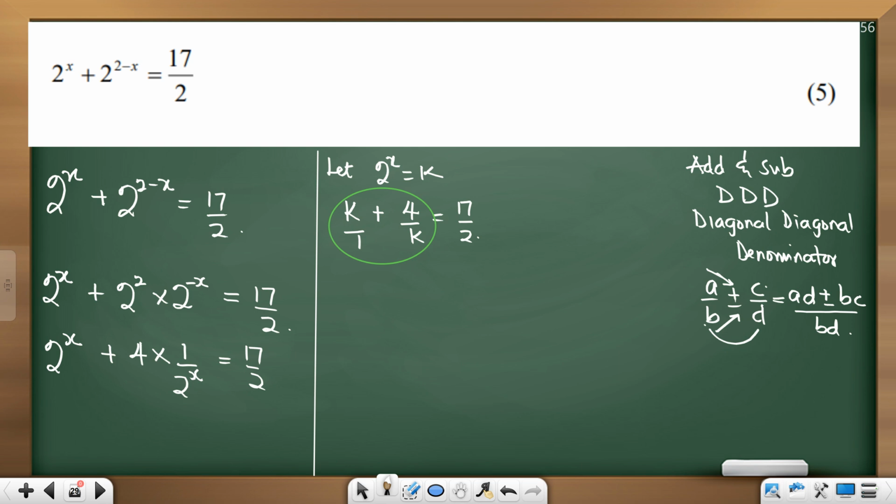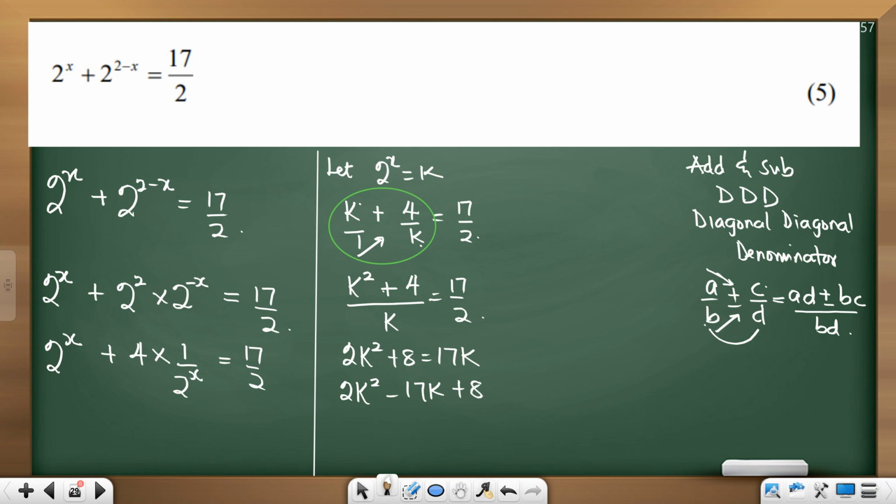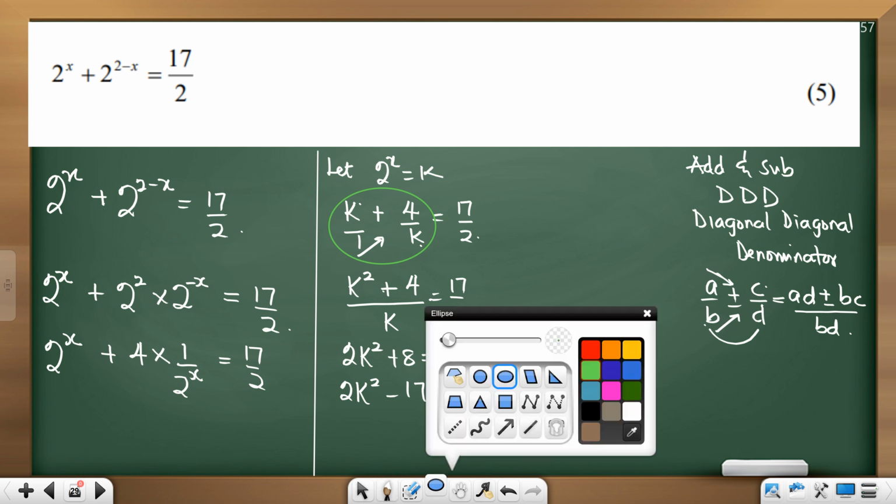So, what would I do? If I want to do that, top left to bottom right, k squared, plus, left to up there, 4 over the denominator, k times 1, equals 17 over 2. We can now cross multiply. 2k squared plus 8. Some of you might have done it differently, but we are all going to get to this particular point.